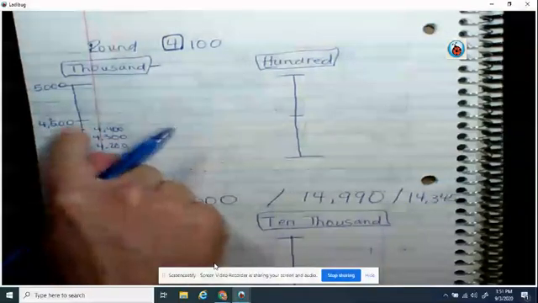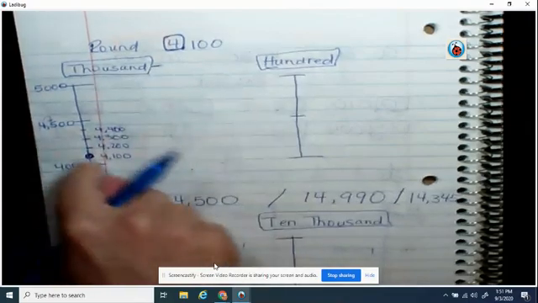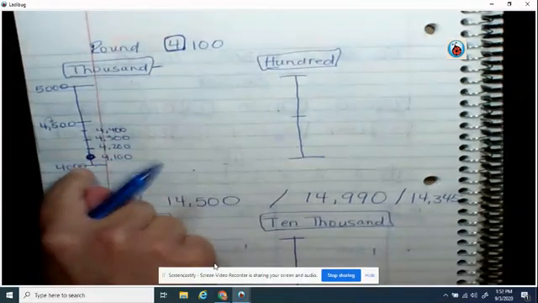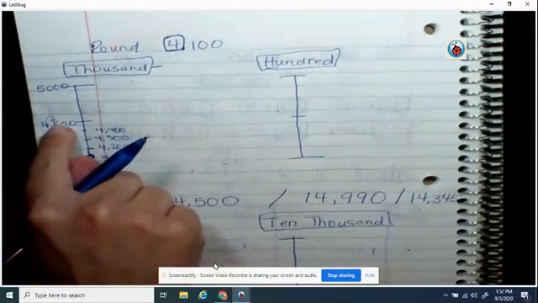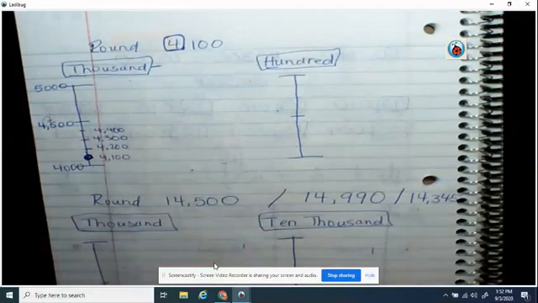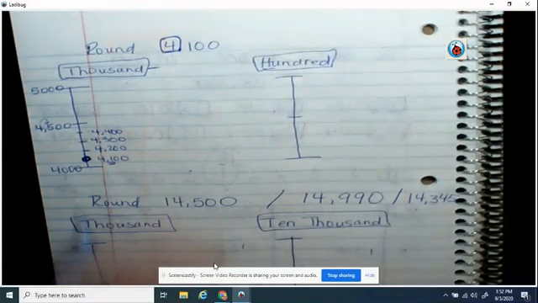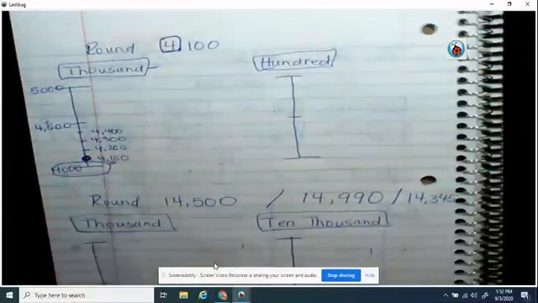If it is less than 5, we round it down, or leave it the same at the thousands place that's already in the front. If it's 5 or greater, we round it up. This one is definitely less than 5, so we would round this down to 4,000.